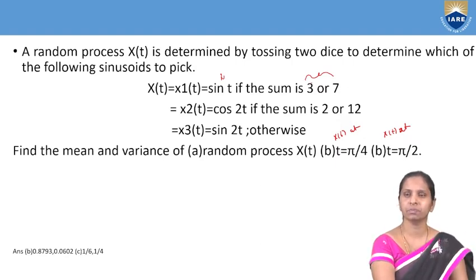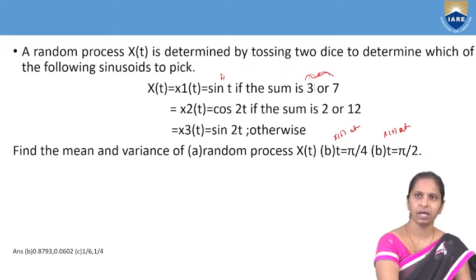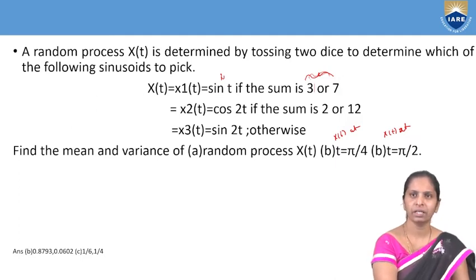I'll get 36 possibilities. It means it is a sample space elements. Is it right? So the random process is depending upon what? The sample space elements as well as it is depending upon the variable t. Therefore, it is called as what? Random process.